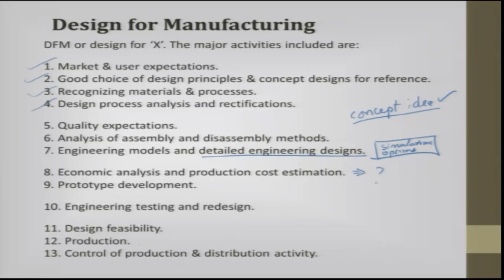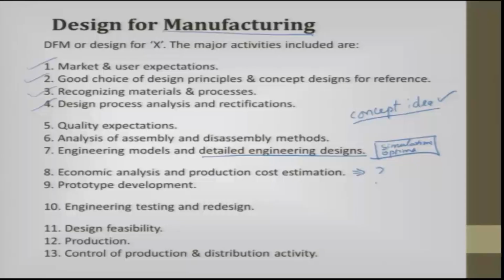Design feasibility, production and control of production and distribution activities. These are some of the major activities for design for manufacturing. If a company says I am following design for manufacturing, that means to say they have done a thorough job in the product design stage itself to develop a product. And if a company follows this design for manufacturing, it is pretty sure their product is going to be sustainable, the product is going to be of high quality and the costing to a large extent is reduced.